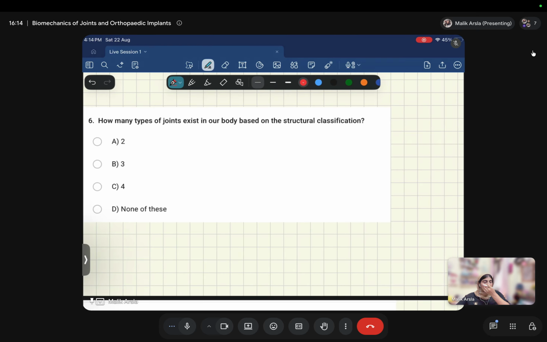So basically, in case of synovial joints, we have a fluid filled cavity within the joint. This joint is present in abundance in the human body. For example, in case of the knee, hip, shoulder, elbow, etc., these joints are synovial joints. And this type of joint allows a relatively larger motion of the bones.